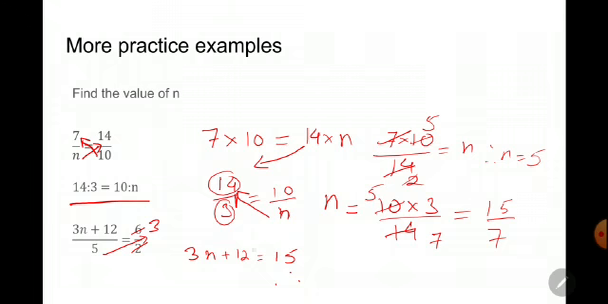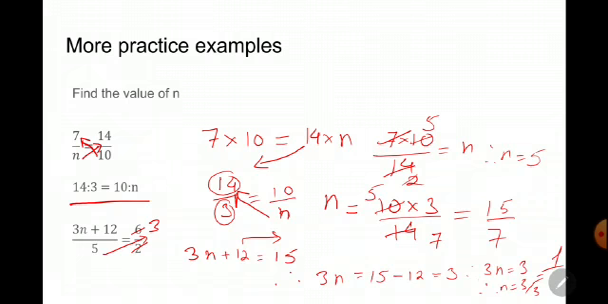And now we move 12 to the right hand side, therefore it becomes negative. 3n is equal to 15 minus 12, which is equal to 3. Now we have 3n is equal to 3, therefore n is equal to 3 by 3 or 1. So that's it for this video.